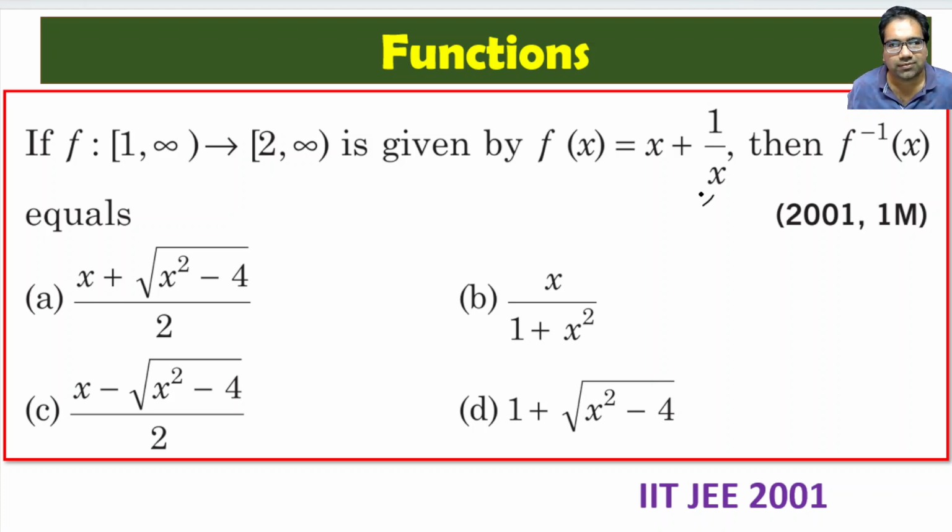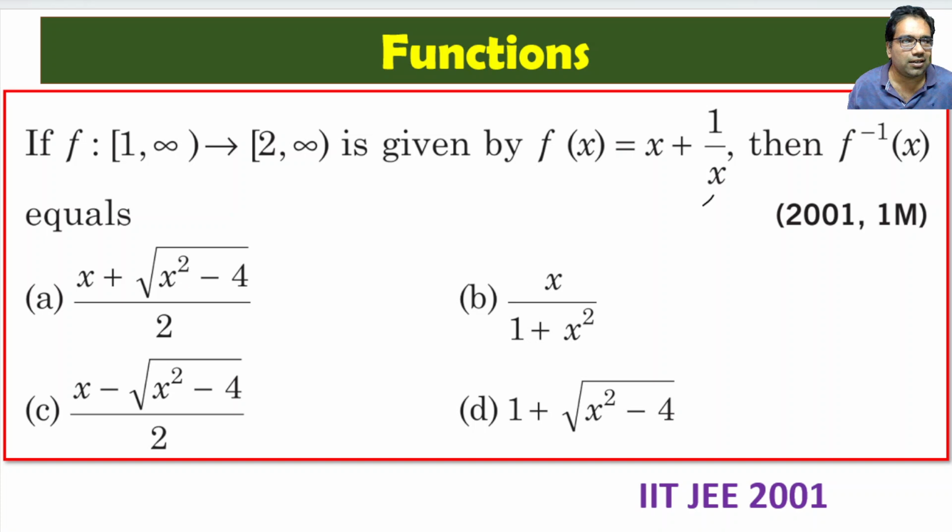F inverse x means first we have to equate x plus 1 by x to y, and express x in terms of y, and then replace that y with x. That is our f inverse, right? Let's write x plus 1 by x equal to y and simplify this, and then see whether we get any of these options.